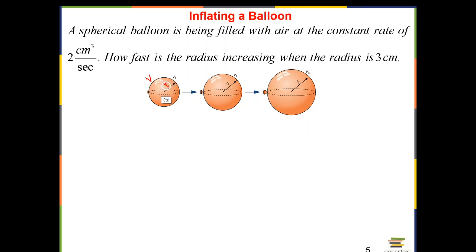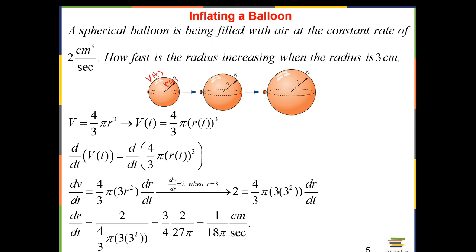We are going to assume that volume is a function of t and also radius is a function of t, right? So in order to do this problem, first we have to understand what variables are involved and what the relationship between the variables is. What is the relationship between the volume of a sphere and the radius of the sphere? Well, we've known this for a long time.